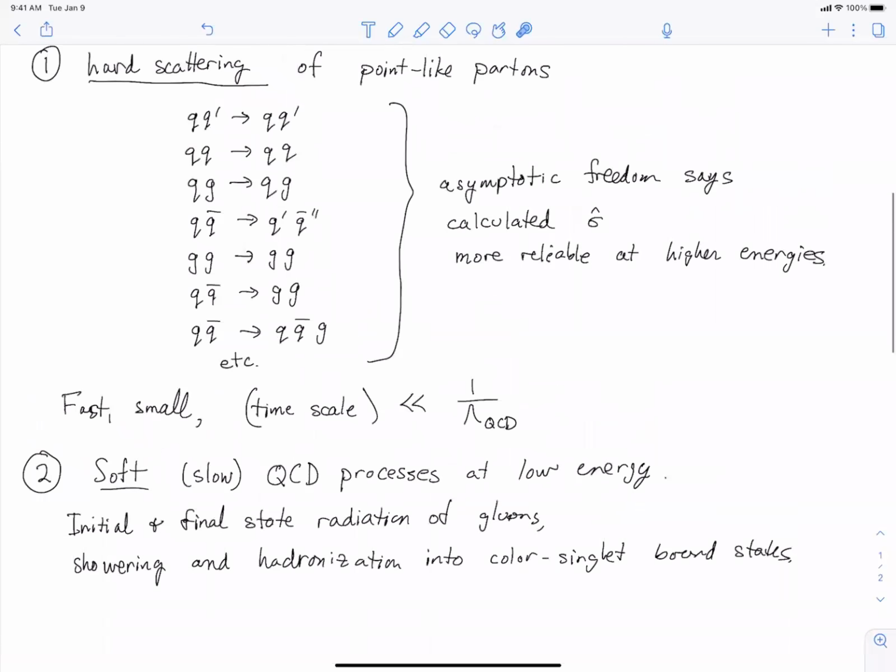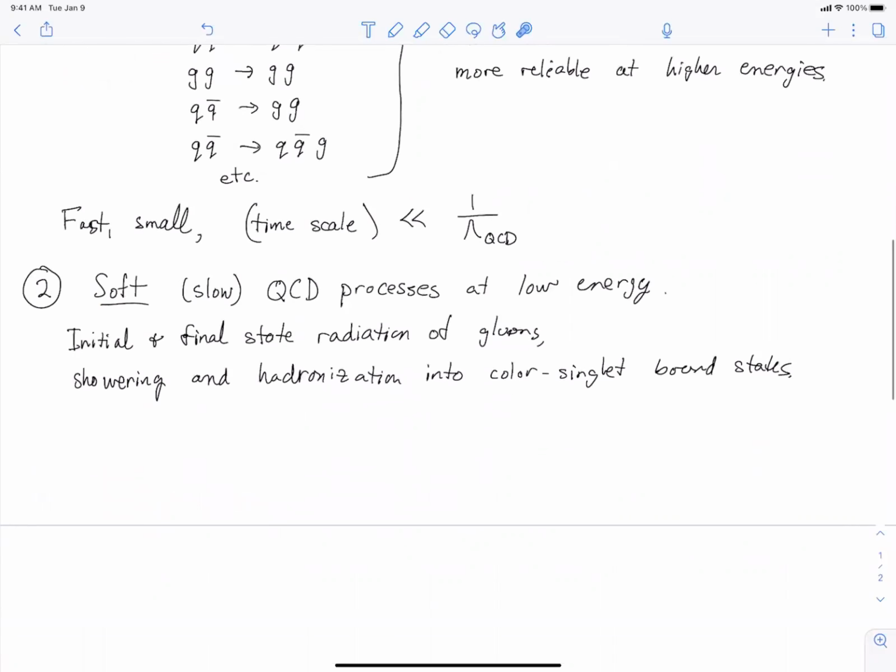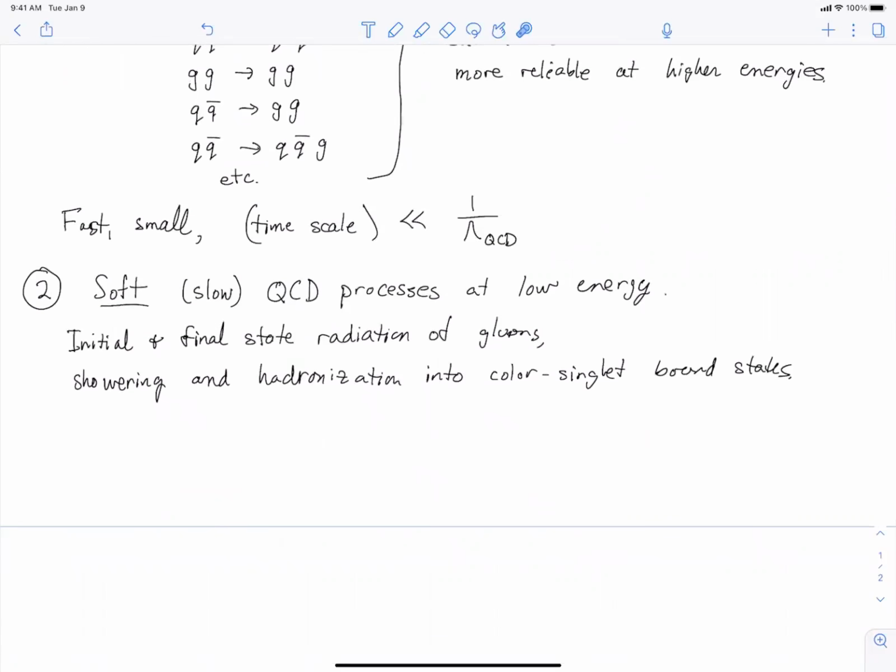So the important thing is that we're going to calculate the hard scattering part, and then we're going to use computers to get some estimate of the soft and slow part. The dividing line between these, because there's always some dividing line between what's a hard scattering process and what's a soft process, is called the factorization scale.